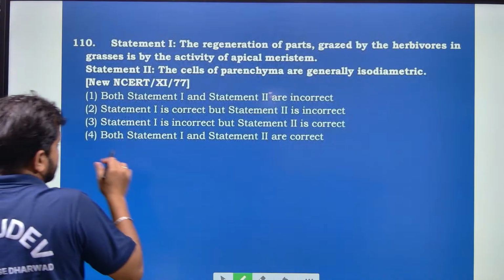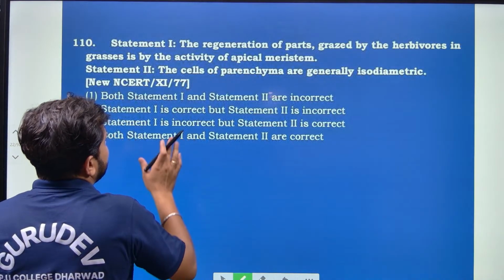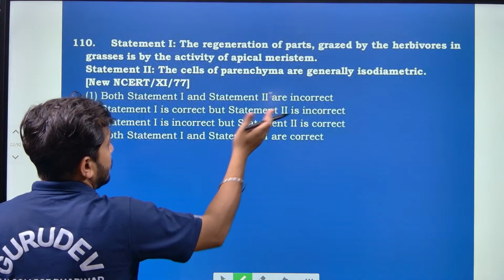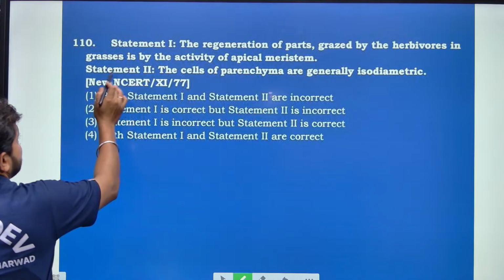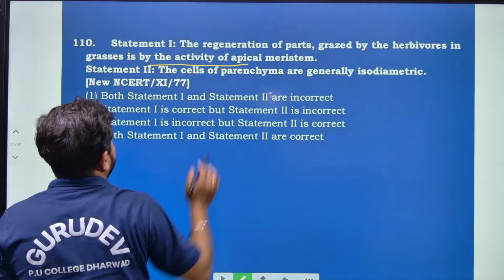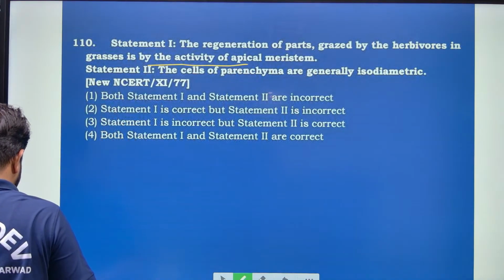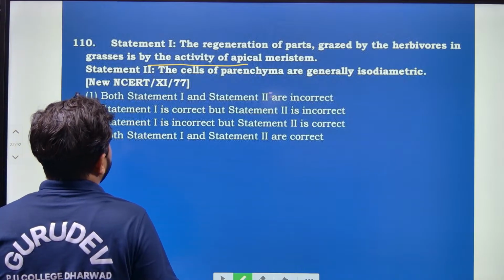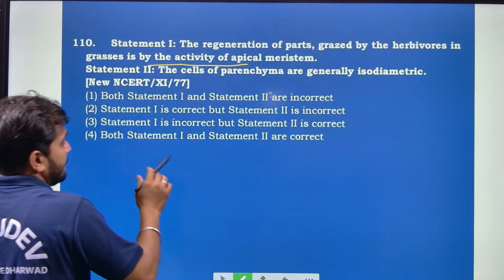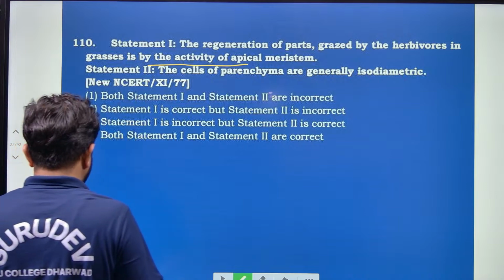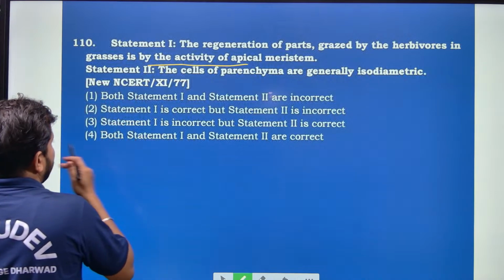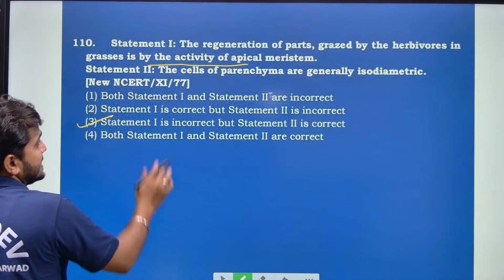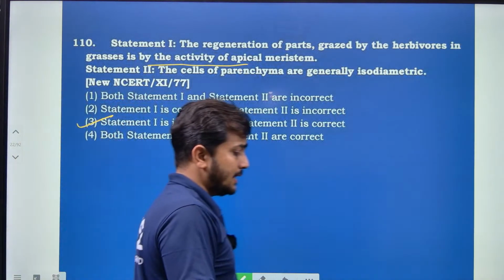Then statement 1: the regeneration of parts grazed by herbivores in the grass is by the activity of what? Apical meristem, right? Statement 2: the cells of parenchyma are generally isodiametric, right? So according to that, statement 1 is incorrect, but statement 2 is correct.